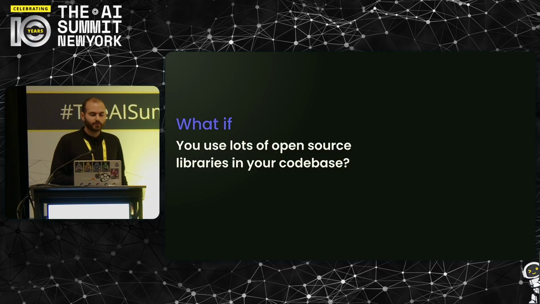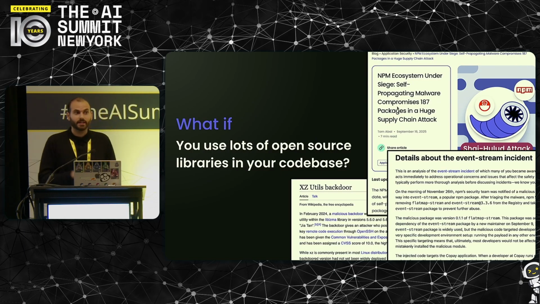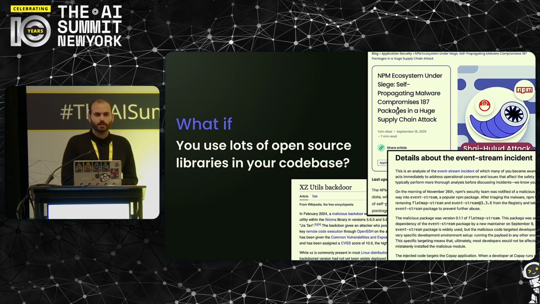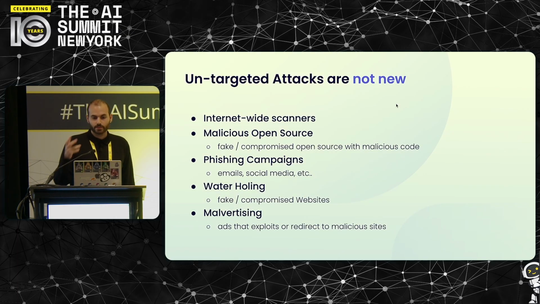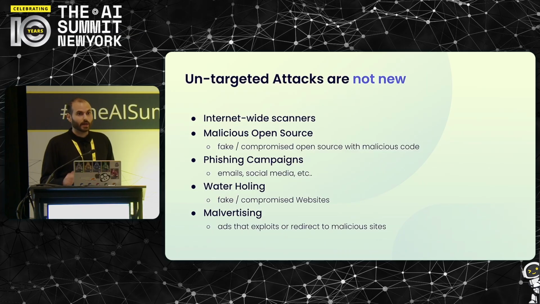Another question: what will happen if I just use tons of open source, and I have a large enough code base? I'm going to have malicious packages, packages with backdoors, packages with vulnerabilities that people planted. Untargeted attacks are not a new thing. We have internet-wide scanners, malicious open source, phishing campaigns, and waterholing, which is basically the concept of malicious websites and advertisements that have malicious code within them. So if I'm a hacker and I found a vulnerability in the Chrome browser, I can just use ads to spread it out. So what is new?